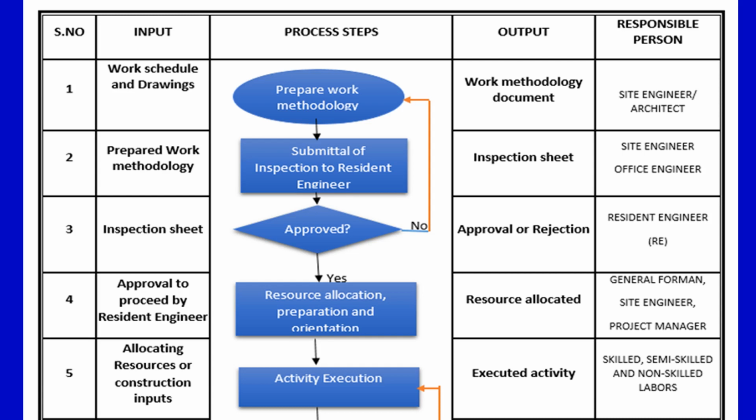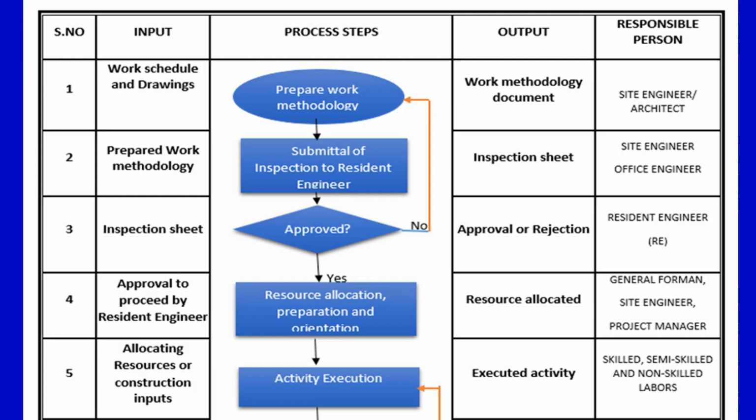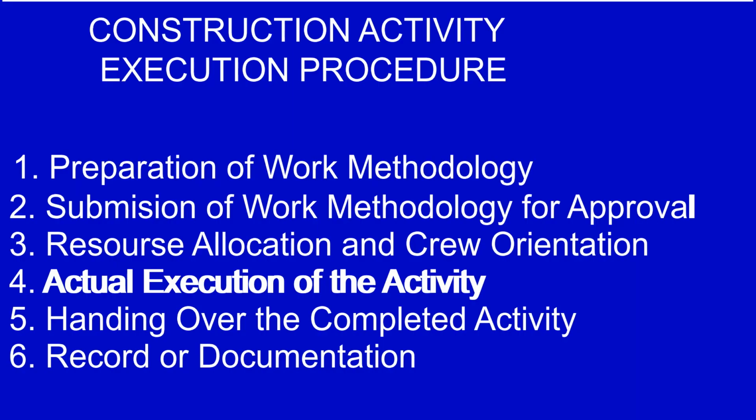Step 3. Resource allocation and crew orientation. Once the inspection sheet is approved by the resident engineer, the site engineer quickly allocates necessary resources identified on the work methodology. The site engineer will give orientation to the general foreman and his crew regarding how to implement the agreed methodology. In addition, the general foreman will give detailed orientation to his trade foreman and skilled workers in the same manner.